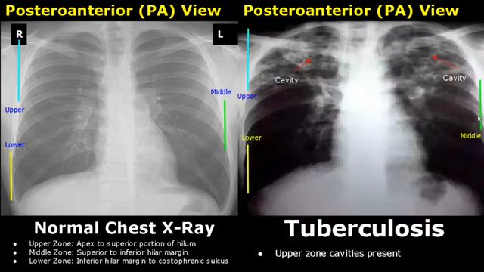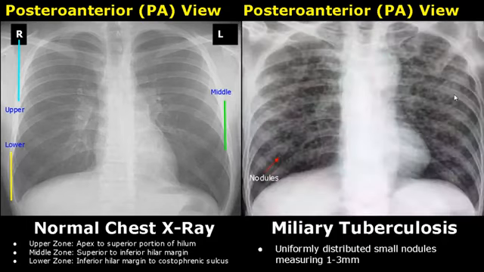Here we can see cavities in both upper zones of lungs in tuberculosis. In miliary tuberculosis, numerous small nodules will be uniformly distributed throughout both lungs. They measure between 1 to 3 millimeters in diameter.